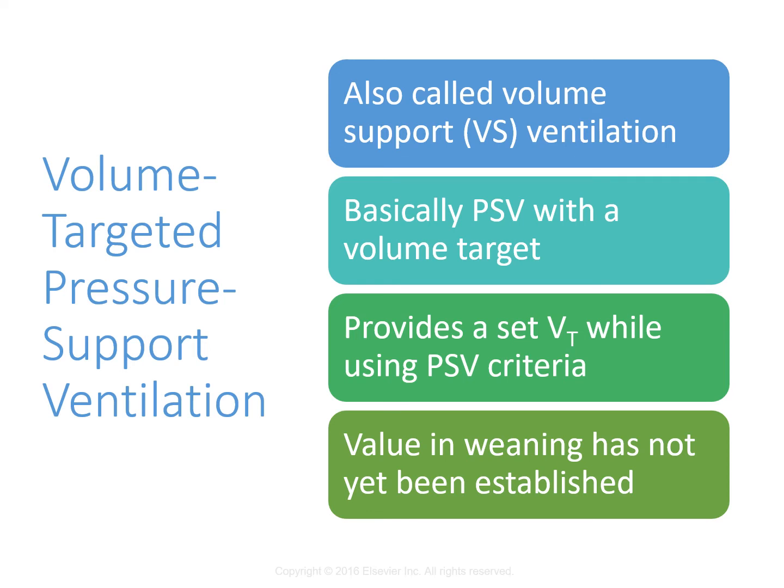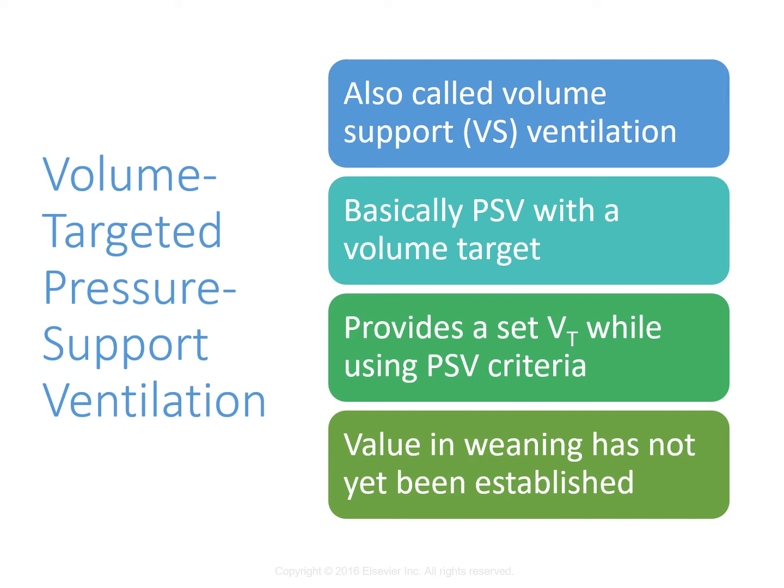All right, volume support ventilation. So this mode, usually I've seen it on the Servo I ventilator, but pretty much it's basically pressure support mode with volume target. So with volume targeted pressure support, you're going to put in a set tidal volume while using pressure support criteria. So it's patient triggered, pressure targeted, flow cycled, right? When we're using volume targeted pressure support, the advantage here is you're maintaining a target volume. So their minute ventilation is very stable.